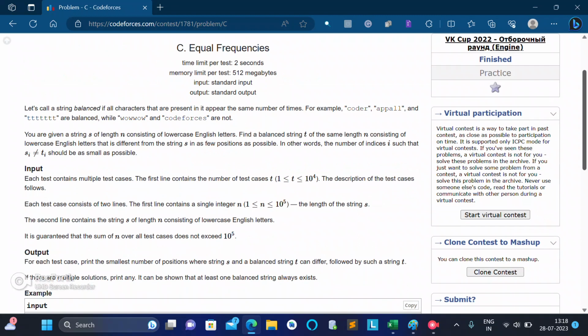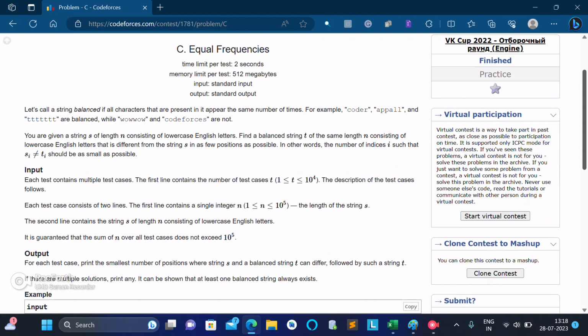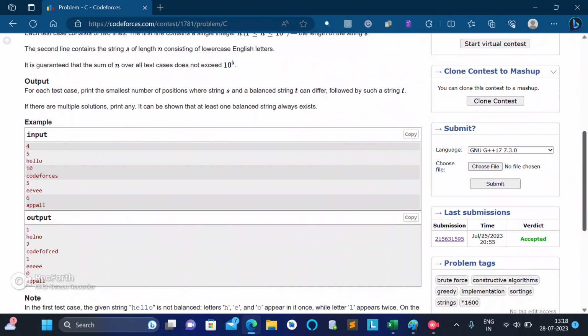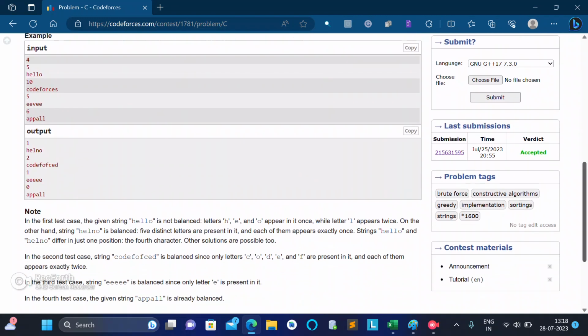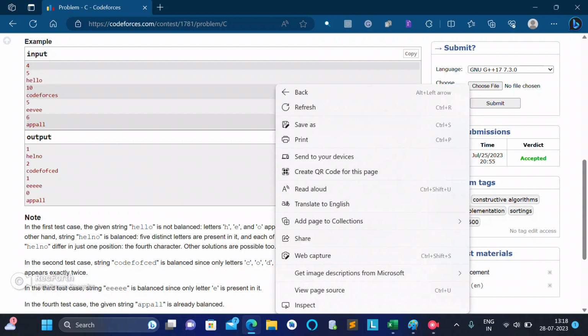And what we have to do is, we are given an unbalanced string, and we have to convert that string into a balanced string using the minimum number of operations. We also have to print the final string. There can be multiple final strings, and we also have to print the minimum number of steps required to convert that unbalanced string into a balanced string. So let's understand the question with the help of examples.